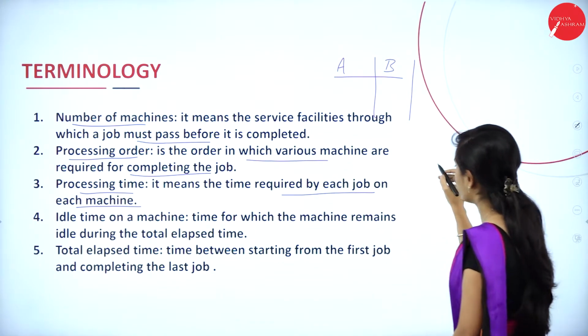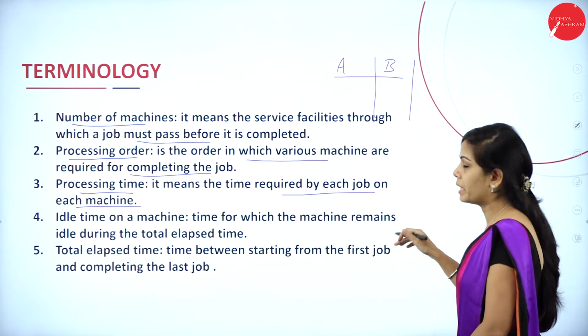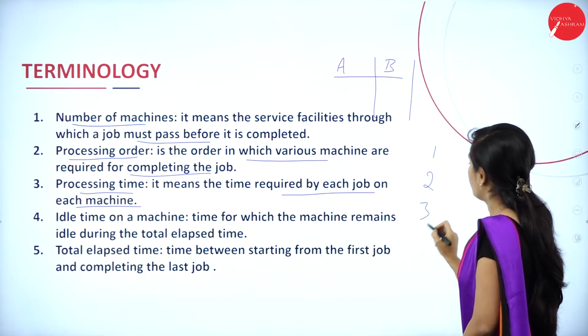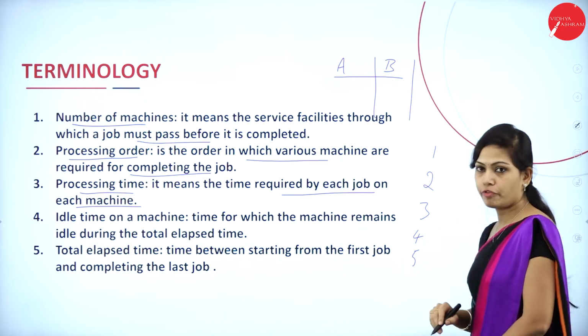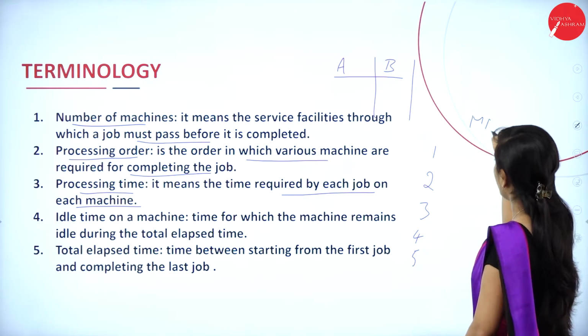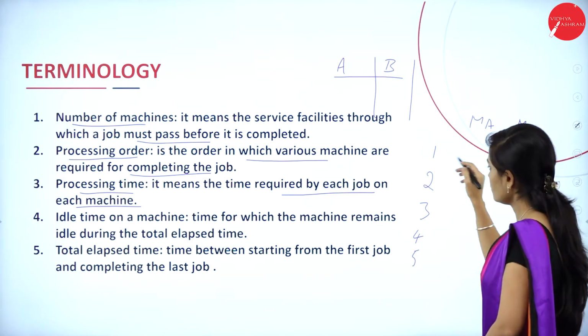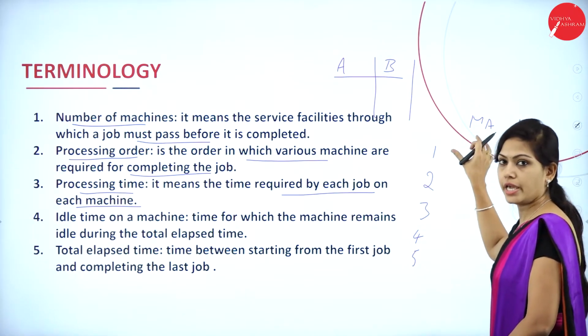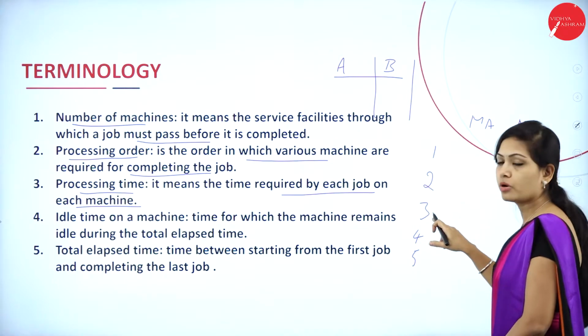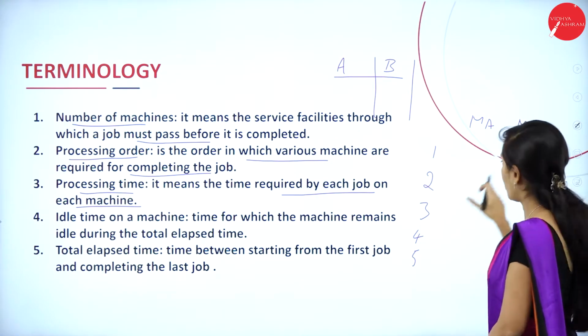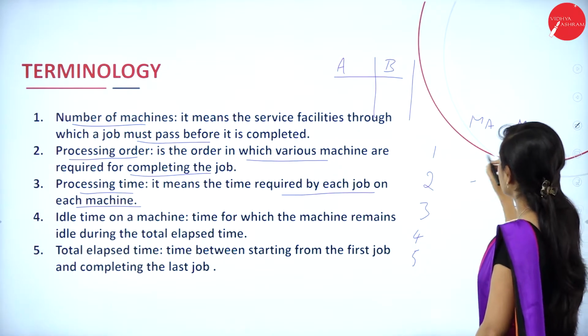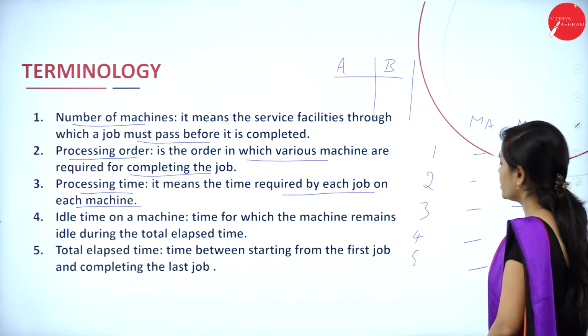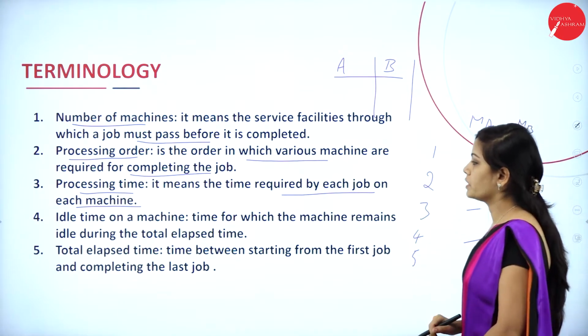So how much time is required for each job? For example, if you have 5 jobs called 1, 2, 3, 4, 5, in machine A and machine B, how much time is required for completing the first job in machine A and how much time is required for completing the third job in machine B. So each and every processing order we can find in job sequencing.